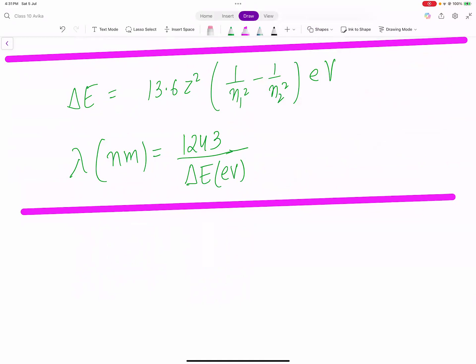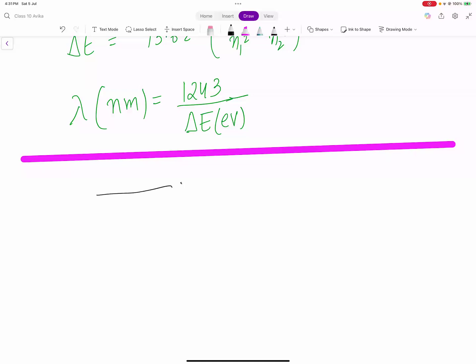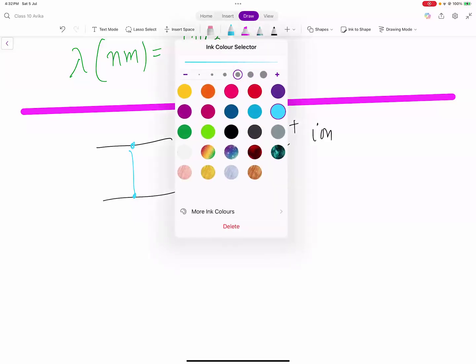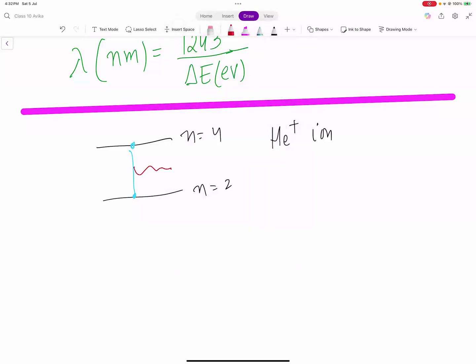See how we'll calculate. Let's say it comes from n equal to 4 to n equal to 2. Let's say it is H atom only. Let's say it is helium plus ion. So they ask that electron is dropping from this to this, and obviously some electromagnetic radiation is getting generated. So we have to find the lambda for this. So what we will do?